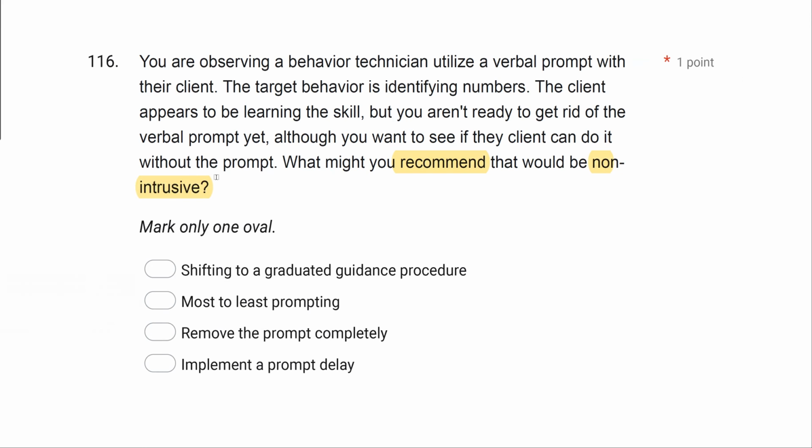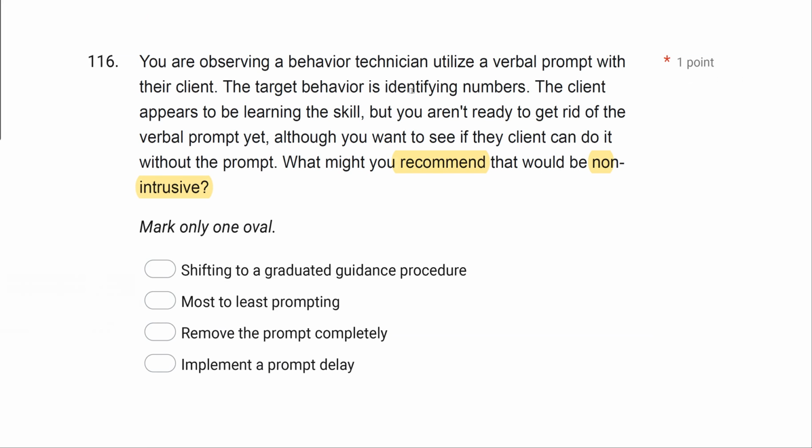And when we talk about prompts that are non-intrusive, what do we mean by that? Well, the less intrusive the prompt is, the lower on the hierarchy it is. Meaning, if we're going least to most, those least prompts are relatively non-intrusive, right? Verbal and gesture and movements. However, an intrusive prompt would be more along the lines of a physical prompt or a modeling prompt. So when it says we want something that's not intrusive, we want to avoid things like physical and modeling prompts, which are higher on the hierarchy and more intrusive.